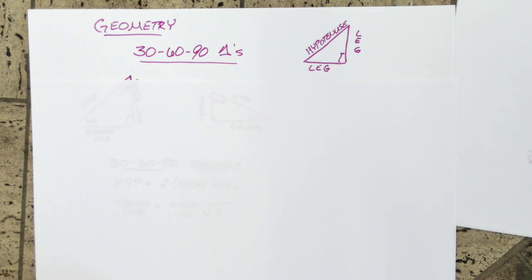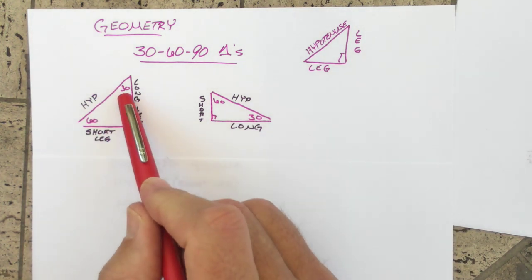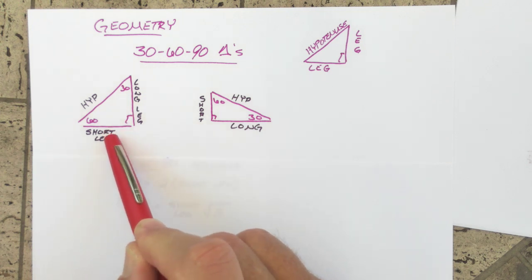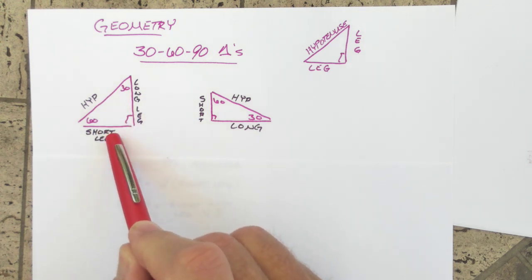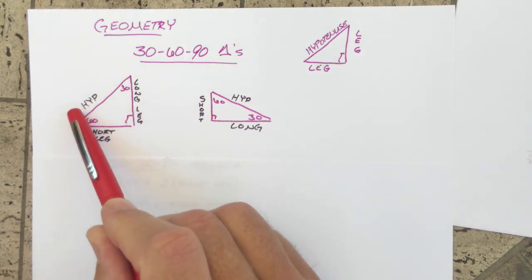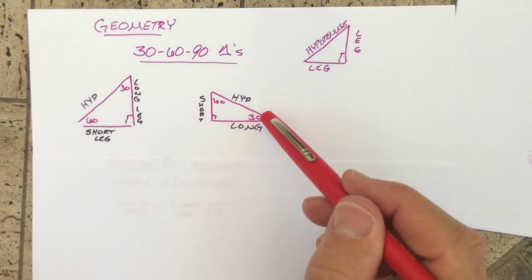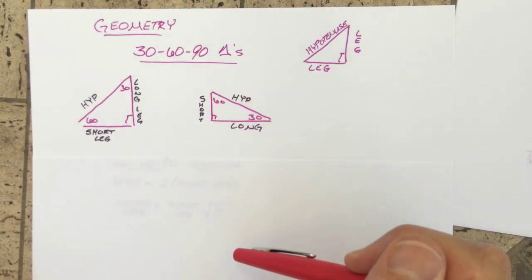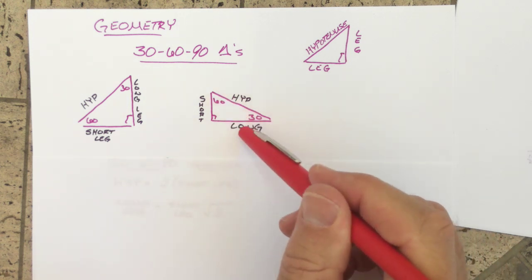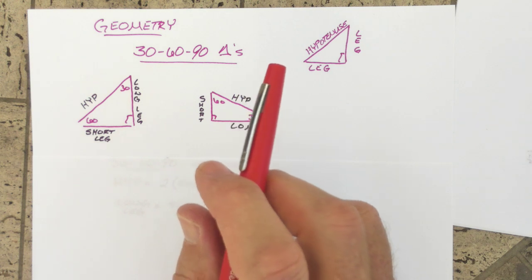One will be across from the 30-degree angle, or opposite of it. The other one will be opposite the 60-degree angle. So we're going to classify them. If it's across from the 30-degree angle, we'll call that the short leg. If it's across from the 60-degree angle, we'll call it the long leg. Hypotenuse is still across from the right angle. Or in this scenario, here's your 30-degree angle, short leg here. Here's your long leg across from the 60-degree angle, and the hypotenuse.